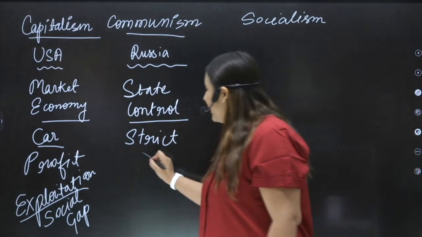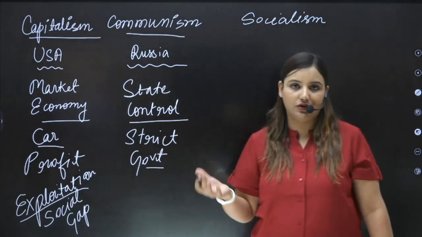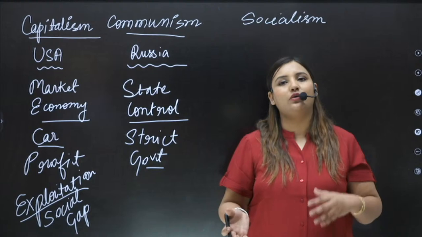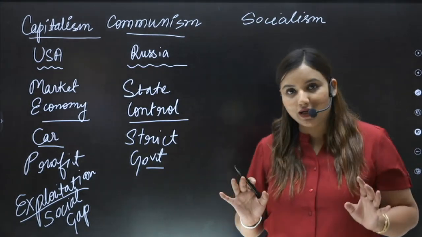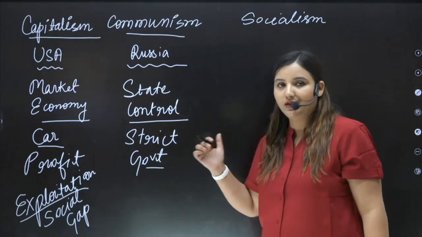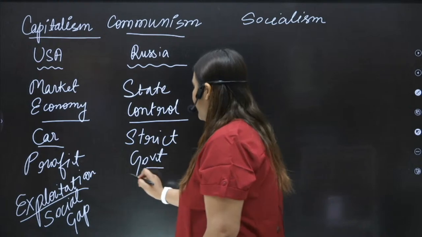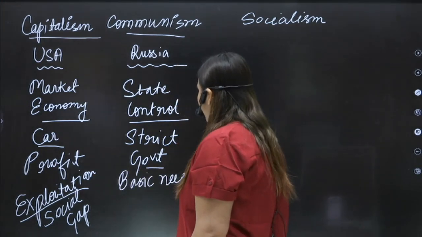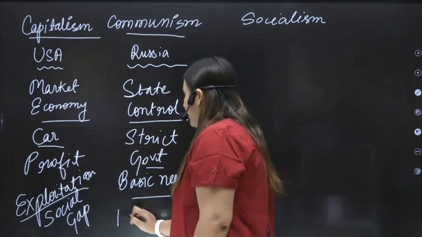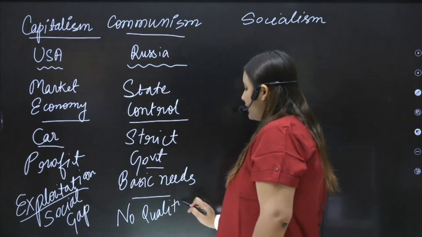Now, government, you know how they work. If you go to a government hospital and if you go to a private hospital, go to a government college and go to a private college, you will be able to see the difference, right? In the government-driven things, you don't see quality. They only talk about quantity. They only fulfill your basic needs. But when you talk about quality, there is no quality at all. Very less quality. But there would be no exploitation also.